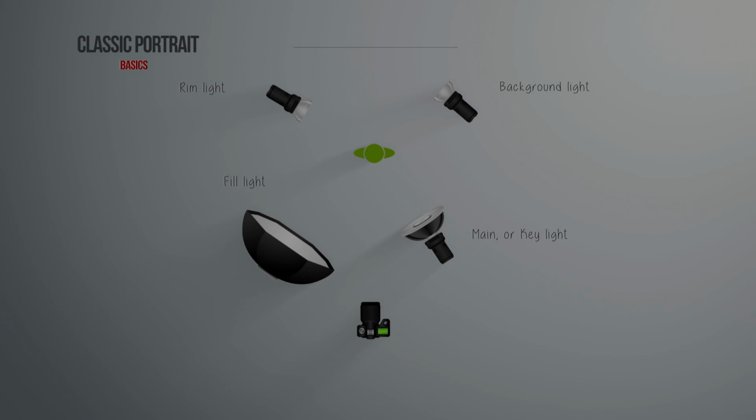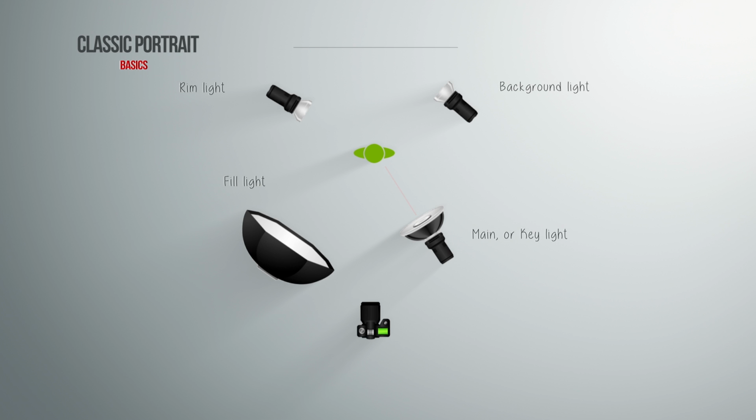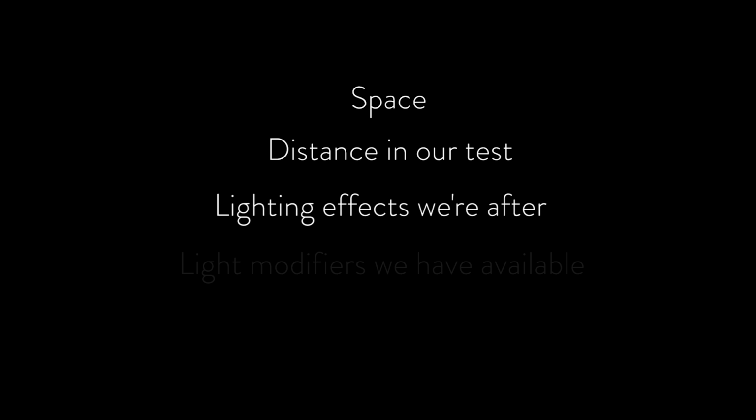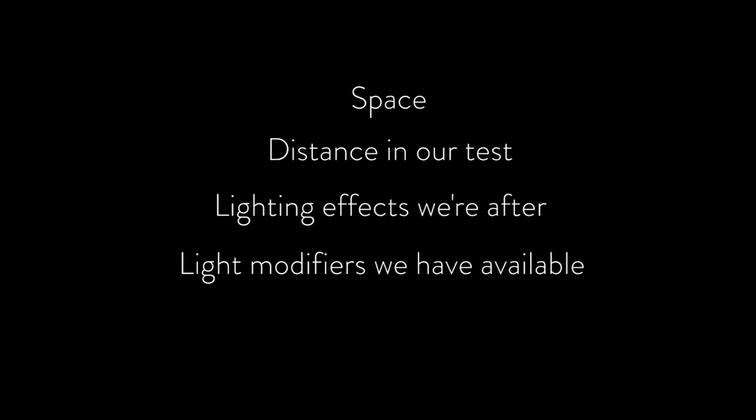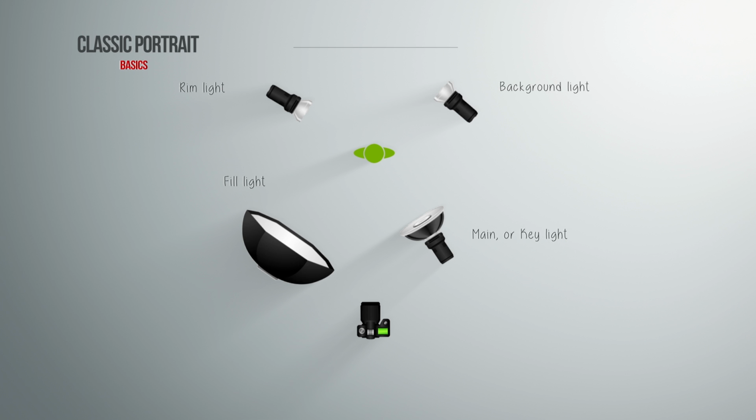When determining the distance between the main light and the subject's face, we will have to take into consideration the space we're shooting in, the distance at which we tested our basic strobe power value, the light effects we're after, and the type of light modifiers we have available. I personally stick with the 4 to 5 feet distance as it works well for the light and shadow pattern that I like in my pictures and the lighting equipment and modifiers that I use.